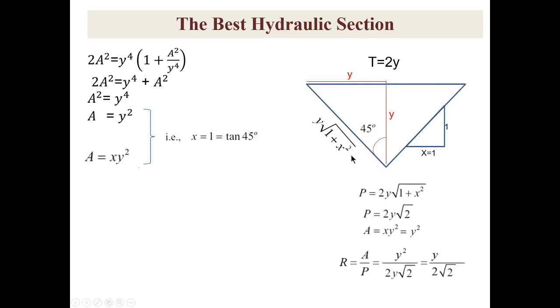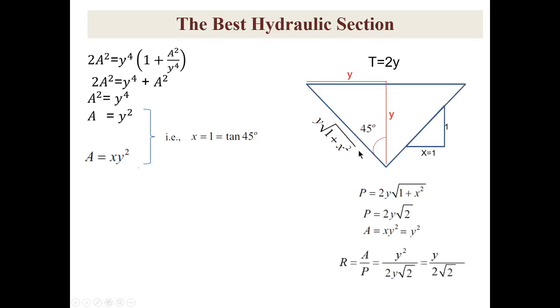Therefore, I can calculate the wetted perimeter as a summation of this length and this length, which is 2 times y times square root of 1 plus x squared, and this is 1. Therefore, wetted perimeter equals 2y square root of 2. And using this equation, I can calculate surface area equals y squared. If one asks you what is the hydraulic radius for the most efficient triangular section, you only need to divide A by the wetted perimeter, which here is y squared divided by 2y square root of 2, which gives you y over 2 square root of 2.